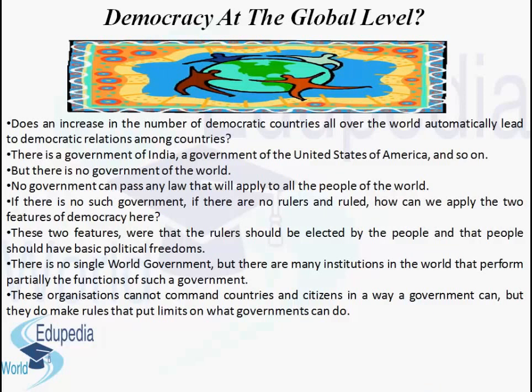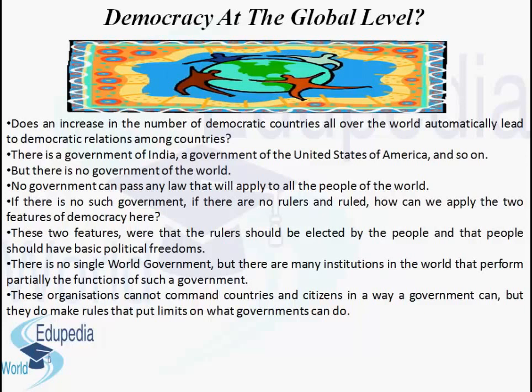Today we are going to study democracy at the global level. As we all know, not all the countries of our world are democratic. There are still so many countries which have military rule, which have monarchy. But what about the relationships between the countries? How can we apply a universal law on all the countries for keeping peace?